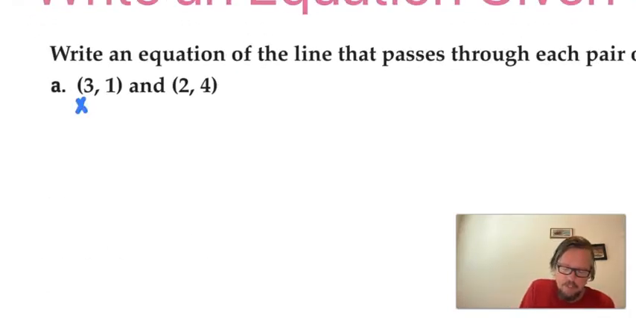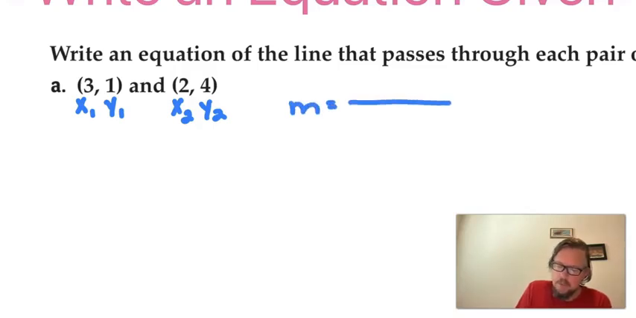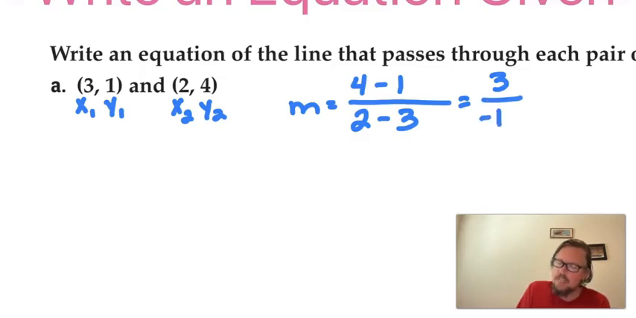So I'm just going to call the first one x1 and y1, and this is going to be x2 and y2. Doesn't matter. So our slope here is going to be y2 minus y1 over x2 minus x1. And so 4 minus 1 is 3, 2 minus 3 is negative 1, and 3 divided by negative 1 is negative 3. So there's our slope, negative 3.